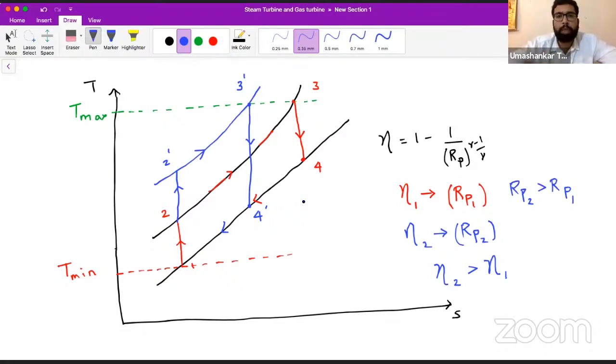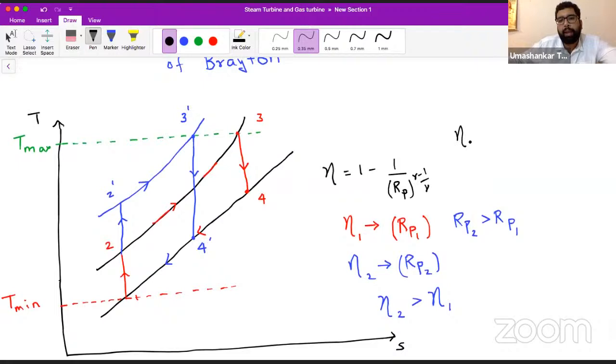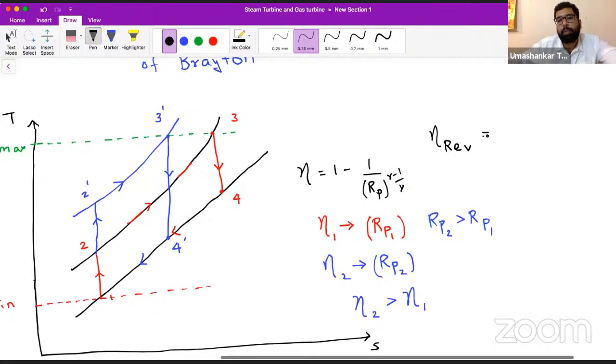Even if you don't want to look at it from the pressure ratio, you can see it by the second law of thermodynamics, the Carnot principle. Let us try to observe it using the Carnot cycle also. What is the reversible efficiency if you apply the Carnot principle? It is 1 minus lower temperature by higher temperature in general.